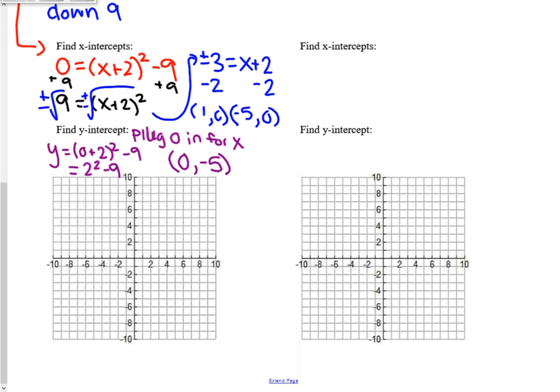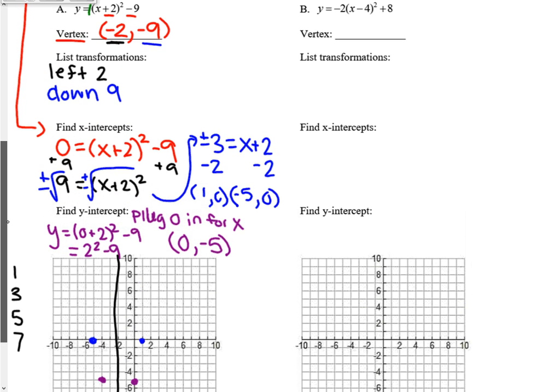I'm going to start my graph with my vertex at (negative 2, negative 9). I have my y-intercept that I solved for at (0, negative 5). And I have my two x-intercepts. One of them is at (1, 0), and the other one's at (negative 5, 0). You need to try to have 5 points on your graph every time. When I look at this, I know my quadratics are symmetrical, so I can reflect my y-intercept. It's 2 to the right of the middle of my graph, so I can do it 2 to the left. You can also use your 1, 3, 5, 7 pattern to help you finish the graph.